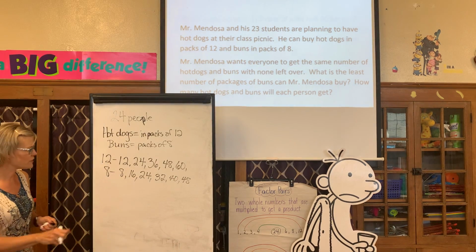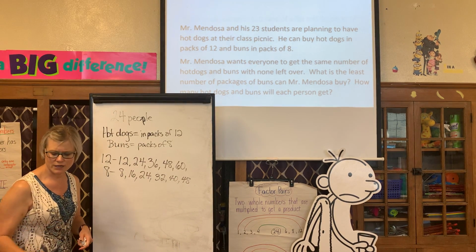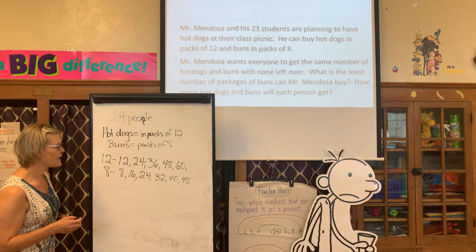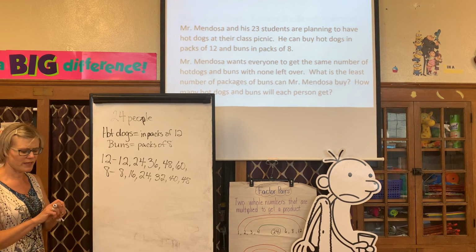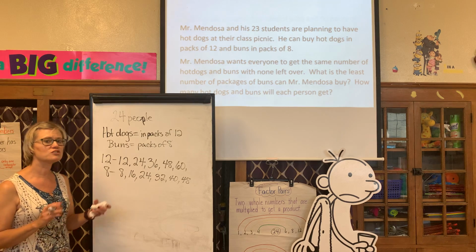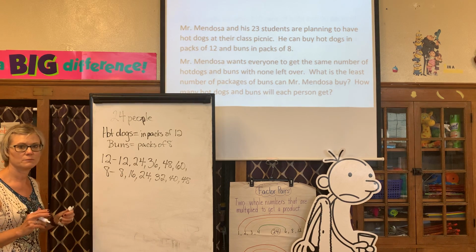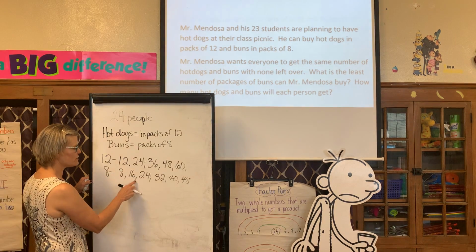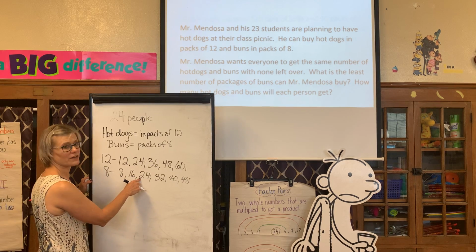All right, so let's take a look at what we've got. So we need to find a common number that they both have, but we need to find the smallest, the least common multiple. So we've got 12, no 12, 24, we've got 24.